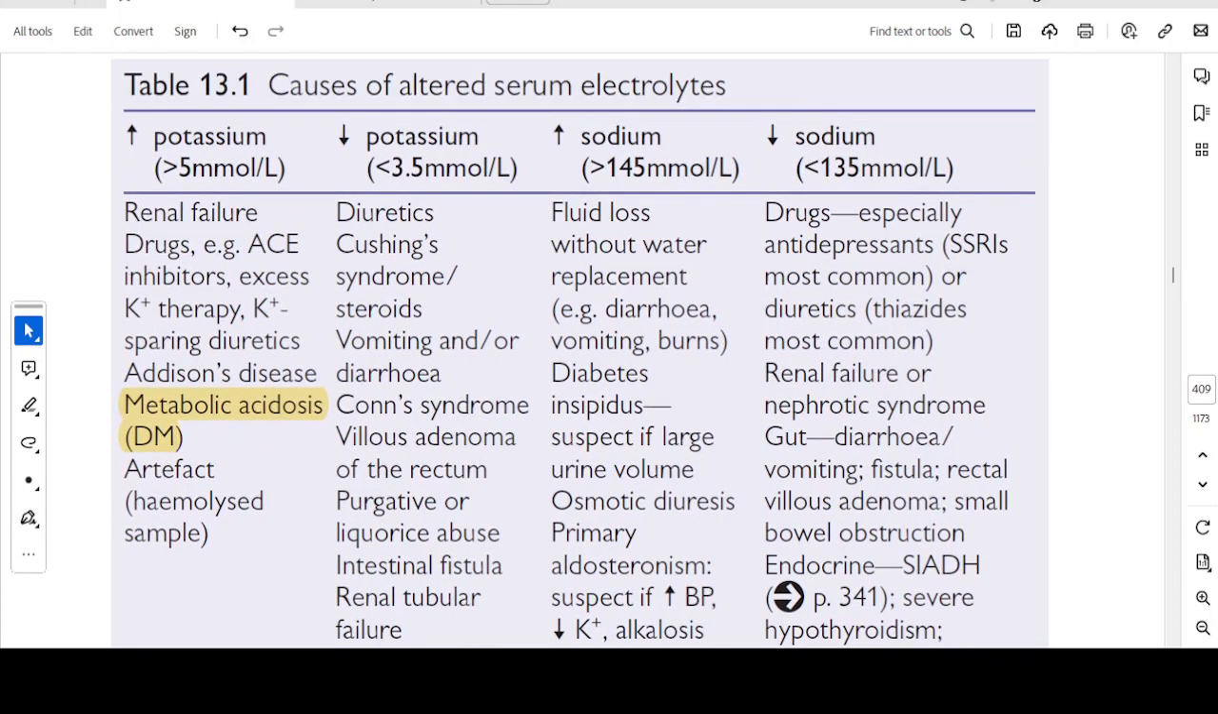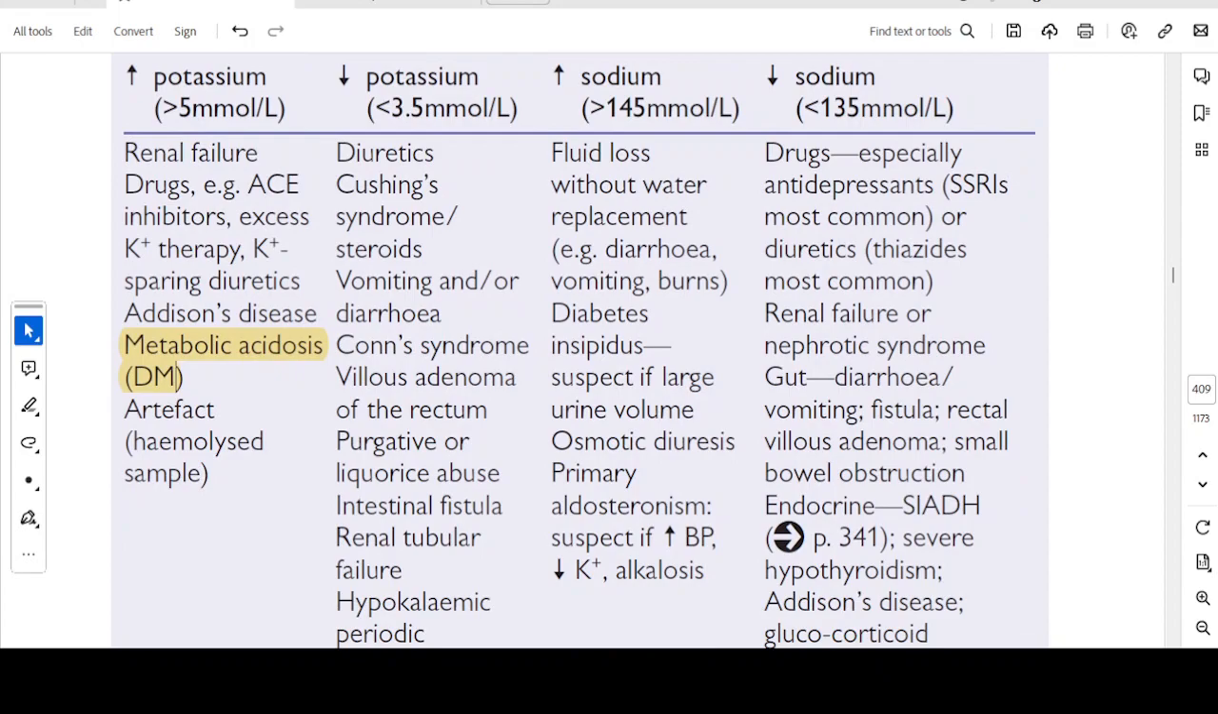Raised sodium, or hypernatremia: fluid loss without water replacement. Examples are diarrhea, vomiting, burns, diabetes insipidus, suspected large urine volume, osmotic diuresis, primary hyperaldosteronism. Suspect it if there is an increase in BP, a decrease in potassium and alkalosis, along with hypernatremia. So along with hypernatremia, if there is hypokalemia and then alkalosis and raised BP, then suspect primary hyperaldosteronism.